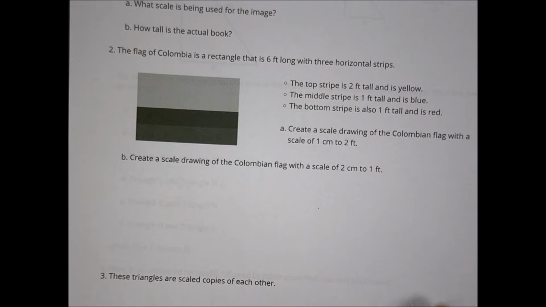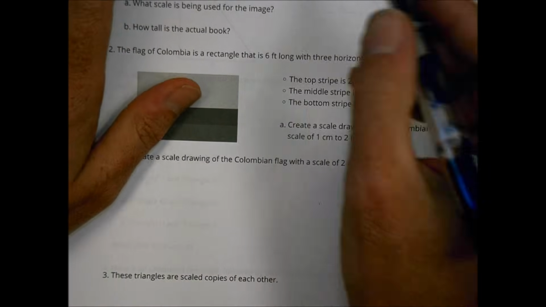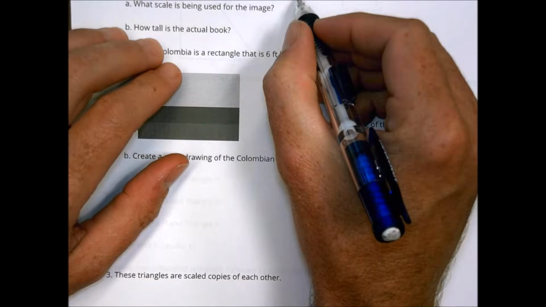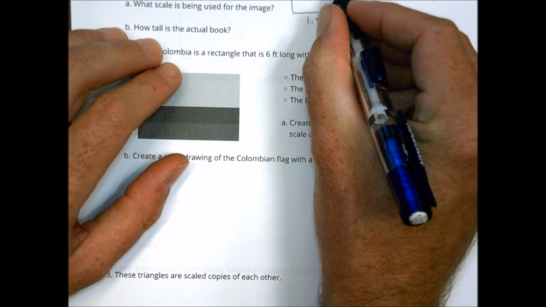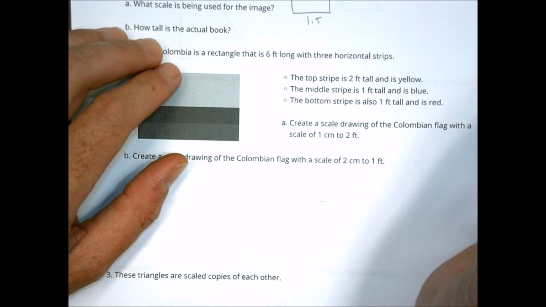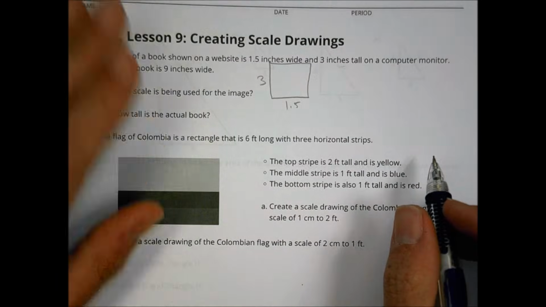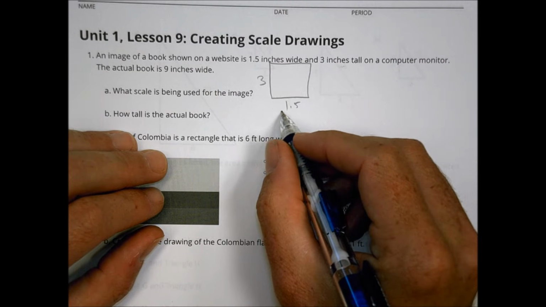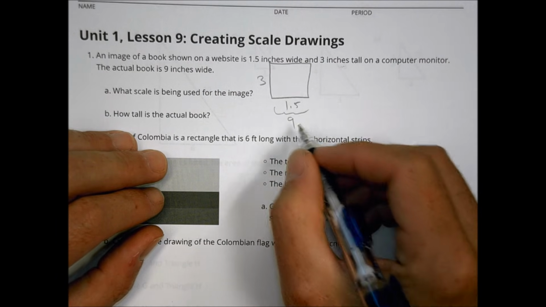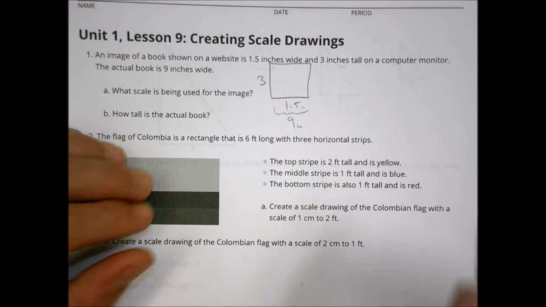Moving on to today's homework then, we had, first of all, a question that said you had a book, and the book on the website shows that it is 1.5 inches wide and 3 inches tall. Something like that for our book on a computer. The actual book is 9 inches wide, so in reality that whole bit's going to be 9 inches. The picture shows 1.5 and we have 9.